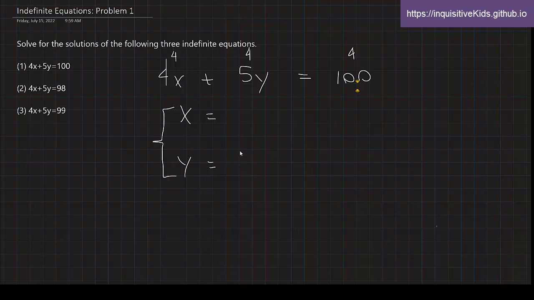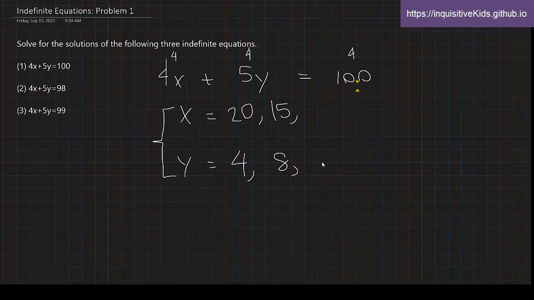So let's see, if y equals 4, then this becomes 20, and 100 minus 20 equals 80. So then x would have to be equal to 80 divided by 4, which is 20. Now let's look at our second set. If y is equal to 8, 5 times 8 is 40. 100 minus 40 is 60. 60 divided by 4 is 15.